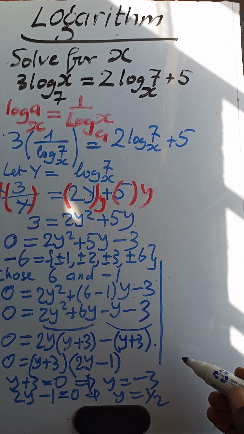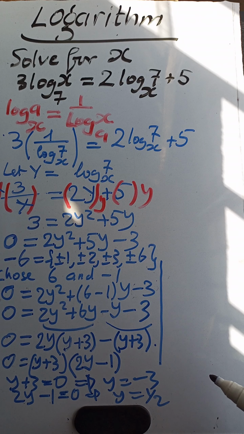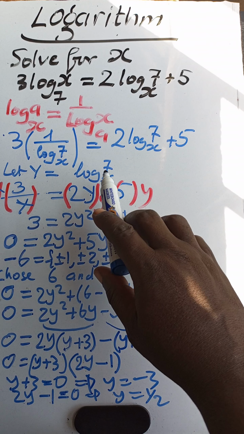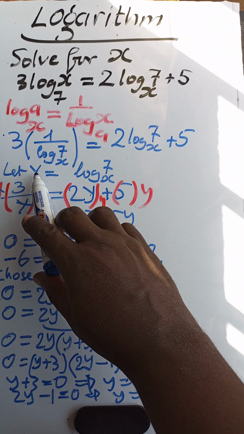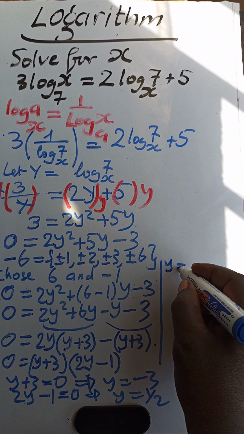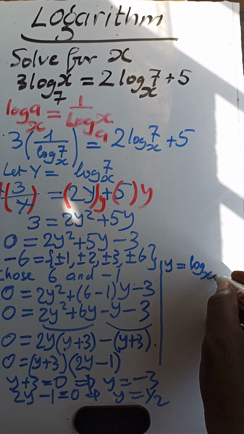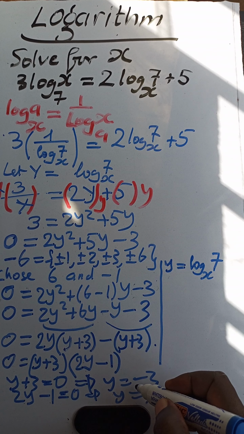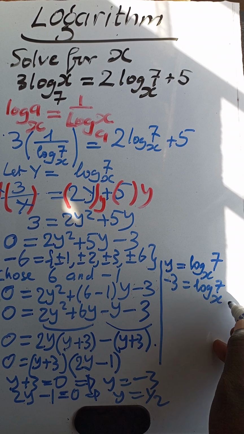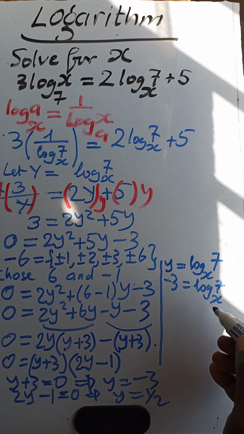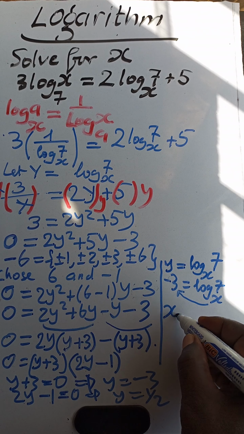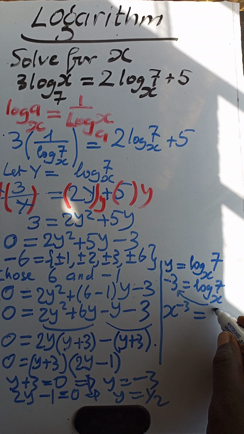Now, we were asked to solve for x and not y. So we have to go back to this substitution here. This is what is going to give us the value of x. So we'll put the value of y here. So we'll take the first value when y is negative 3. So we'll have y is equal to log to the base x of 7. When y is negative 3, we have negative 3 is equal to log 7 base x. So this means that what? Remember, it means x raised to this power will give us 7. So it means x to the negative 3 will give us 7.